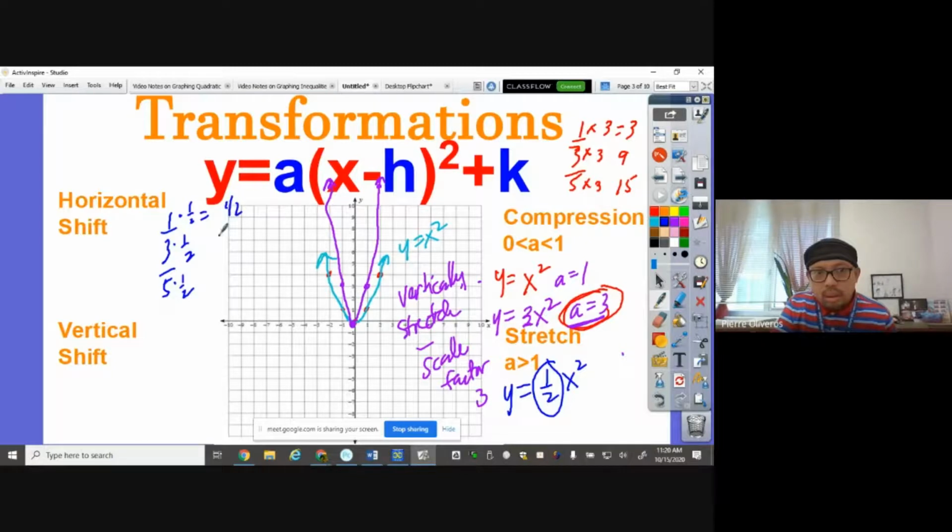This will be 3 halves. This will be 5 halves, or 0.5, 1.5, 2.5. Okay, it's the same idea.